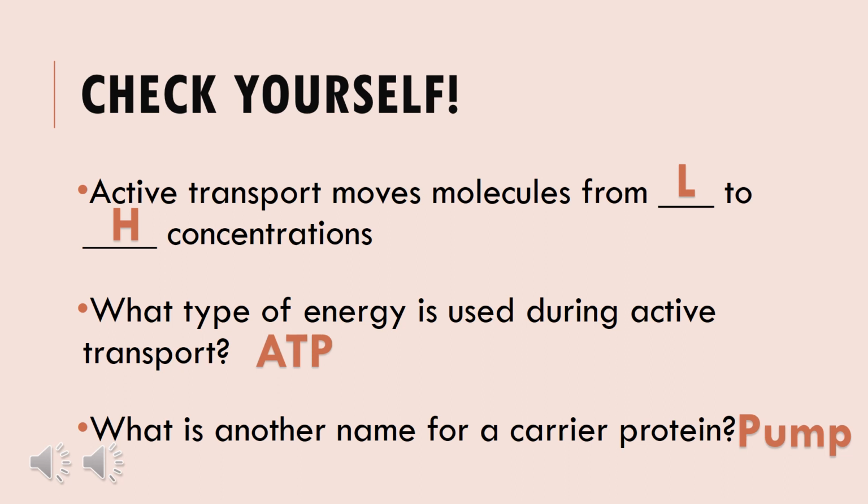You could have put one of two answers. You could have put ATP, or you could have written the whole thing out, which is pronounced adenosine triphosphate. Both are acceptable. And number 3, what is another name for a carrier protein? Pump. It's a pump. Like when you pump your fist in the air, you're changing shape, just like a carrier protein changes shape to allow the movement of molecules into or out of the cell.